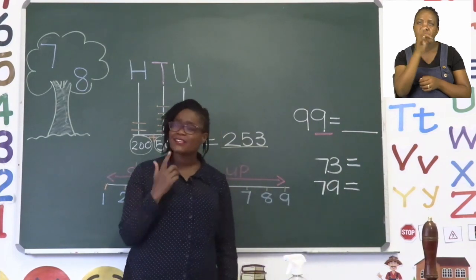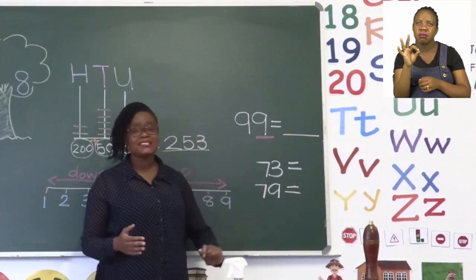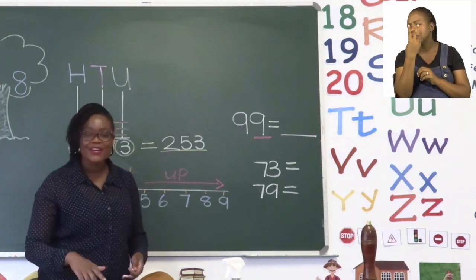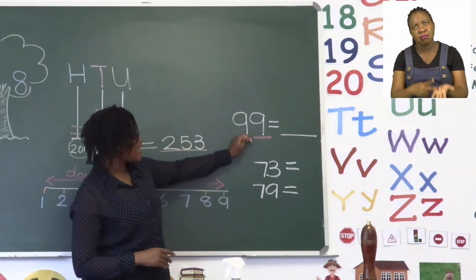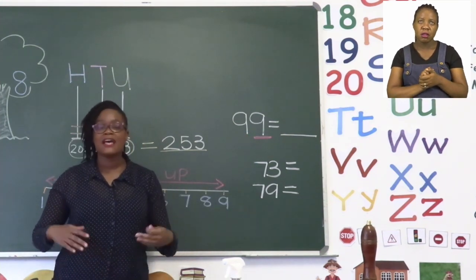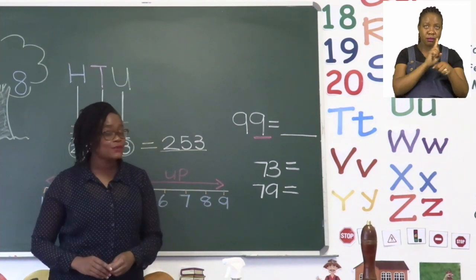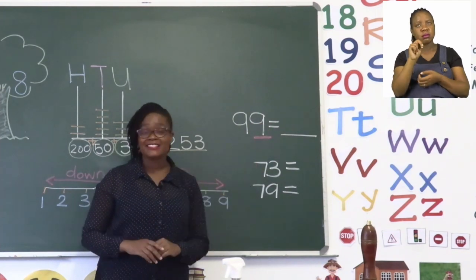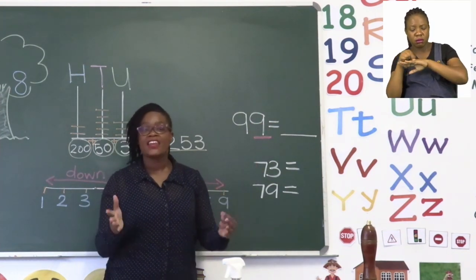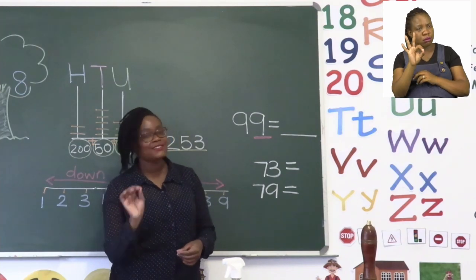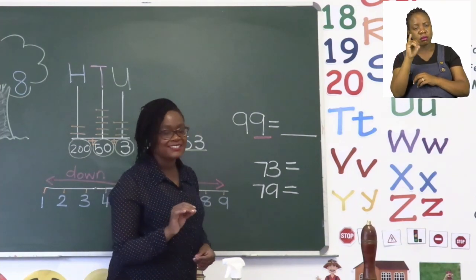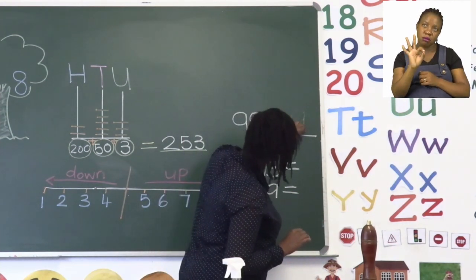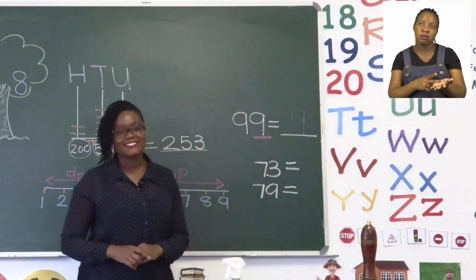99. This one might be a little bit tricky because we have two digits that look the same, but they have a different value. You see, if this was the underlined digit, then we would say it was 90, and the place value would be for tens. But it is the second digit that's underlined, and that means that it is 9, and the place value would be for units. So go ahead and write your 9. So the value is 9.